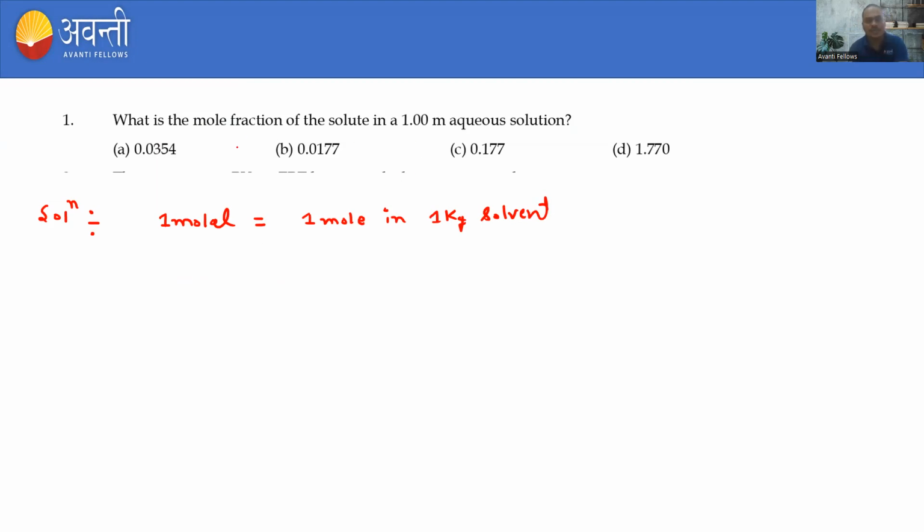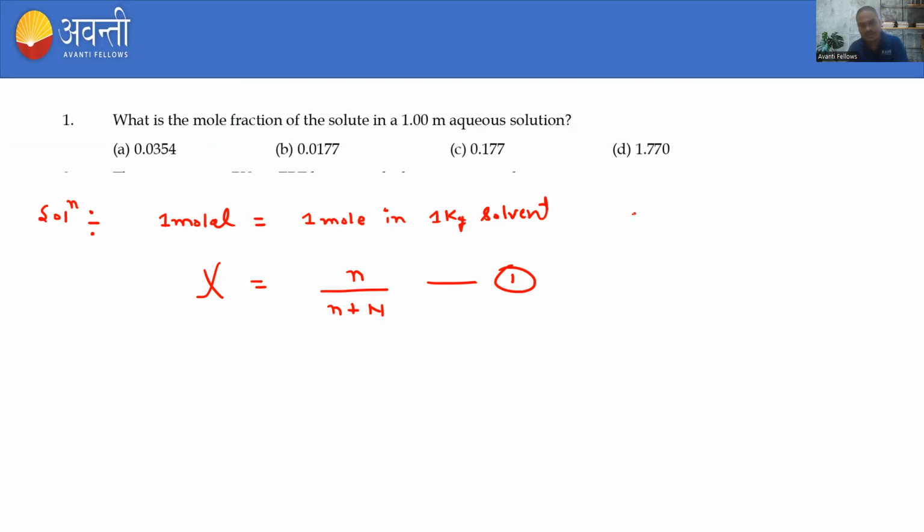You have to calculate the mole fraction. For calculating the mole fraction of the solute, we use the formula: number of moles of the solute upon number of moles of solute plus number of moles of solvent. So this formula we need to apply. First of all, we need to calculate the number of moles. For the solute, it is already given: 1 mole of solute is there. So calculate the number of moles of the solvent.